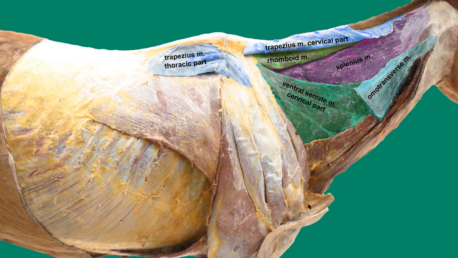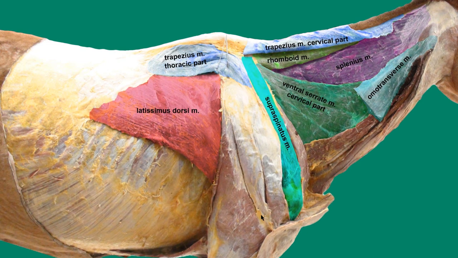The next muscle highlighted in red here is the latissimus dorsi muscle. The latissimus dorsi, or the broad muscle of the thorax, originates from the thoracolumbar fascia. This structure we can see here, and inserts into the teres major tuberosity located on the medial surface of the humerus. The next muscle is the supraspinatus muscle. The supraspinatus muscle originates from the supraspinous fossa of the scapula and inserts to the greater tubercle of the humerus.